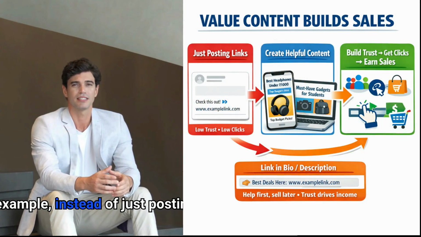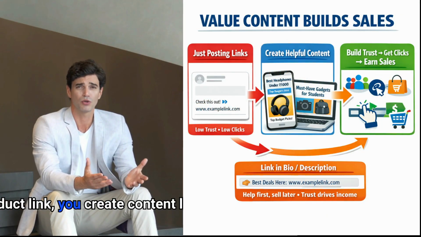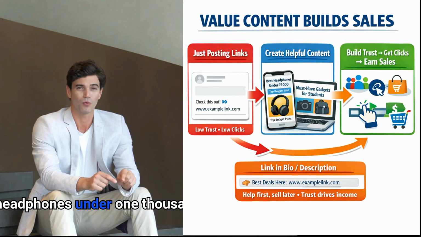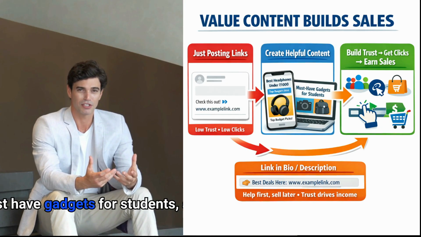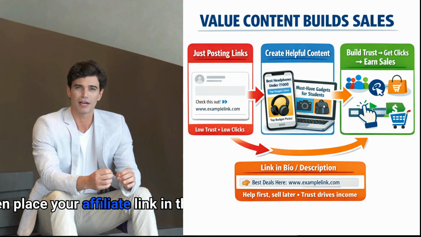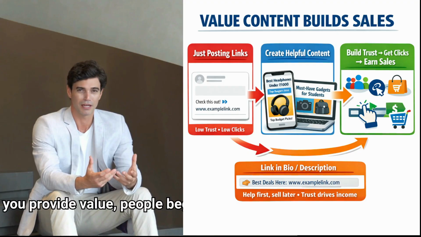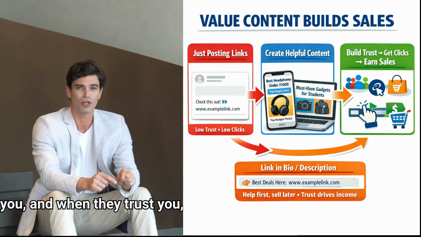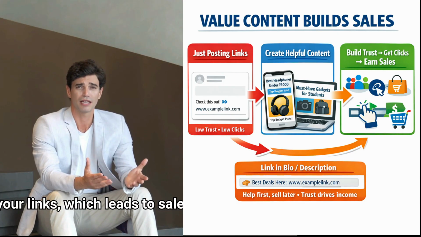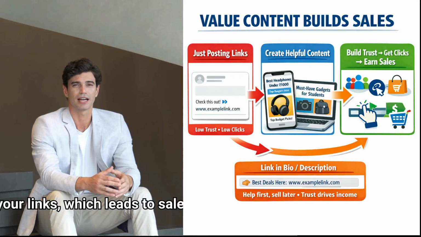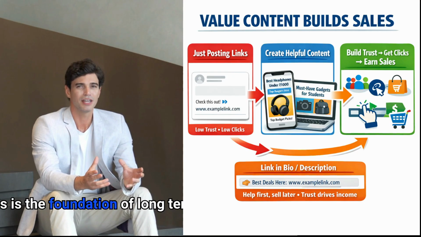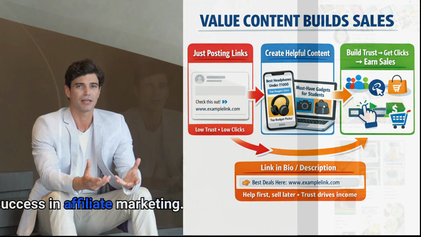For example, instead of just posting a product link, you create content like best headphones under 1,000 or must-have gadgets for students, and then place your affiliate link in the description or bio. When you provide value, people begin to trust you, and when they trust you, they click your links, which leads to sales and commissions. This is the foundation of long-term success in affiliate marketing.